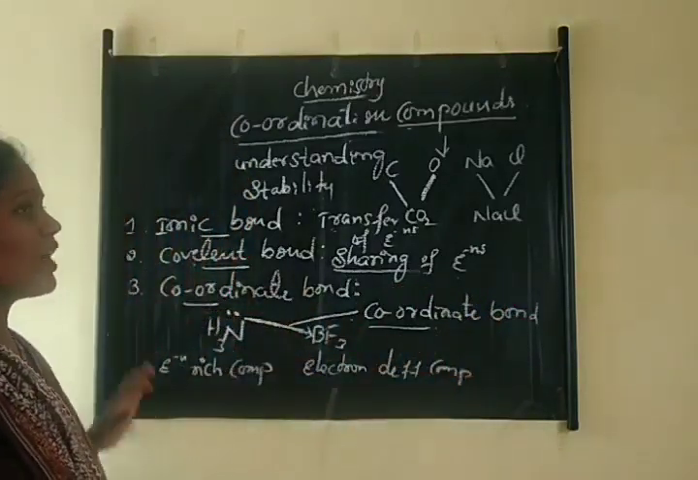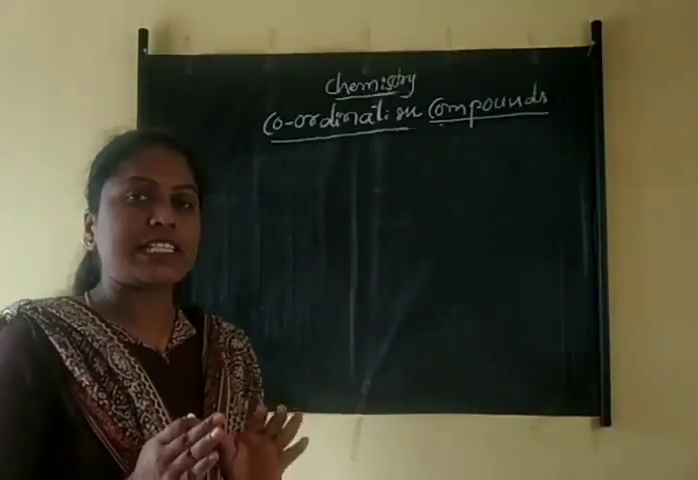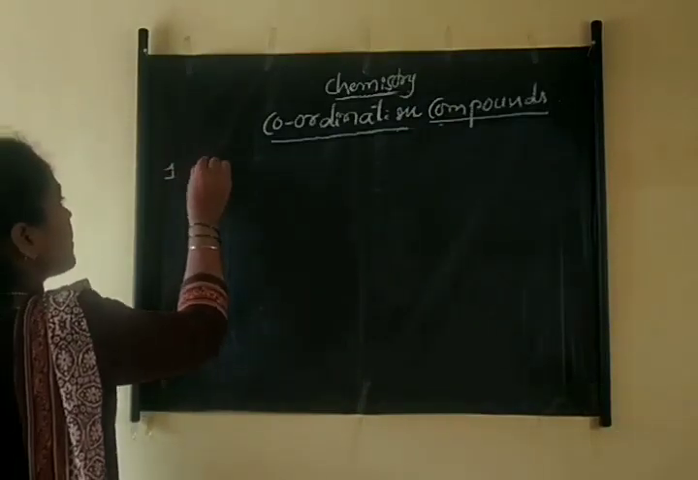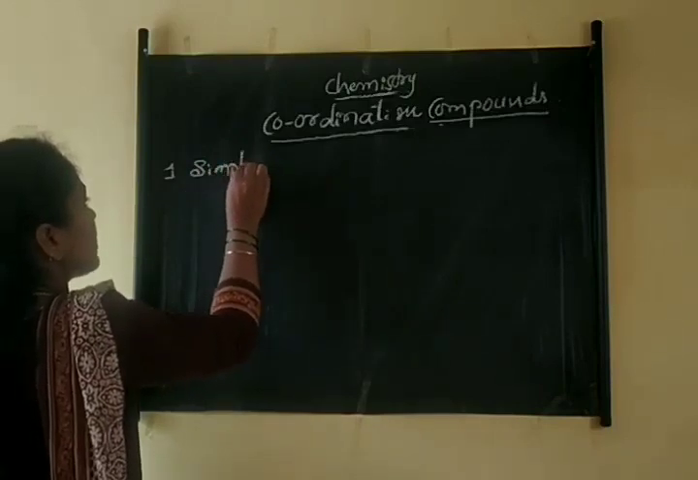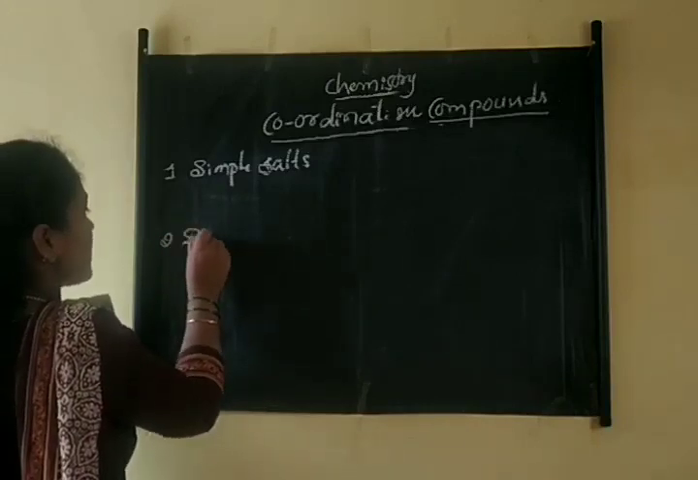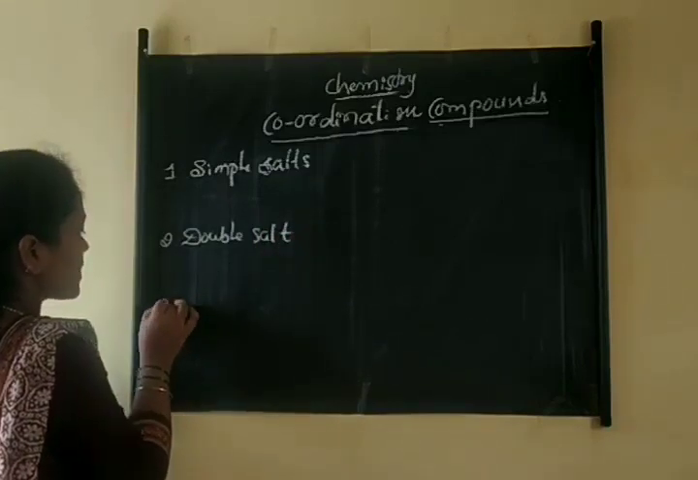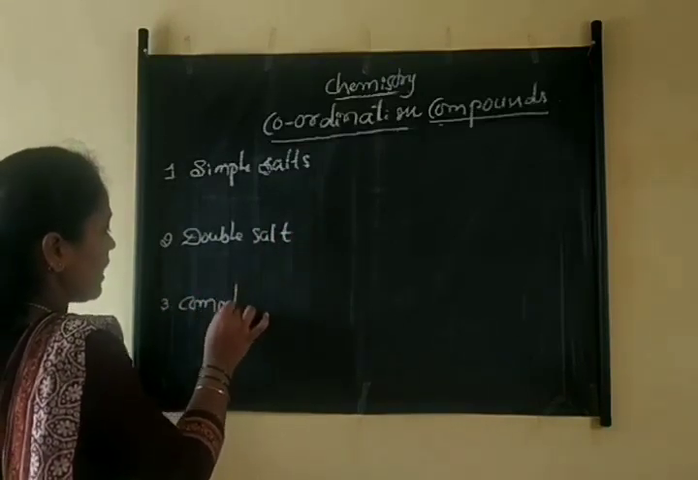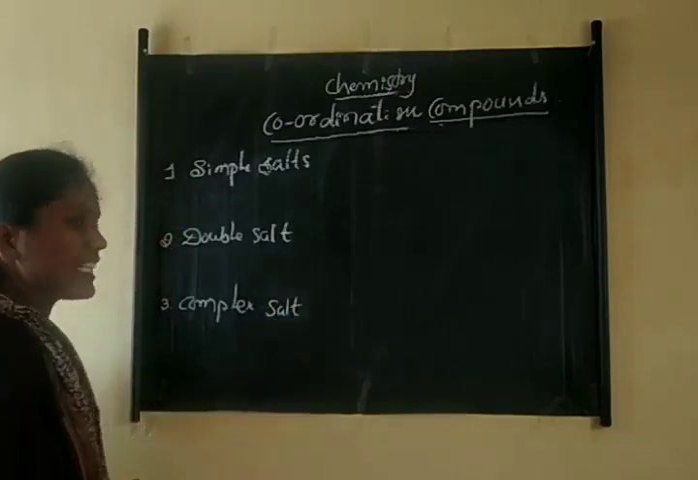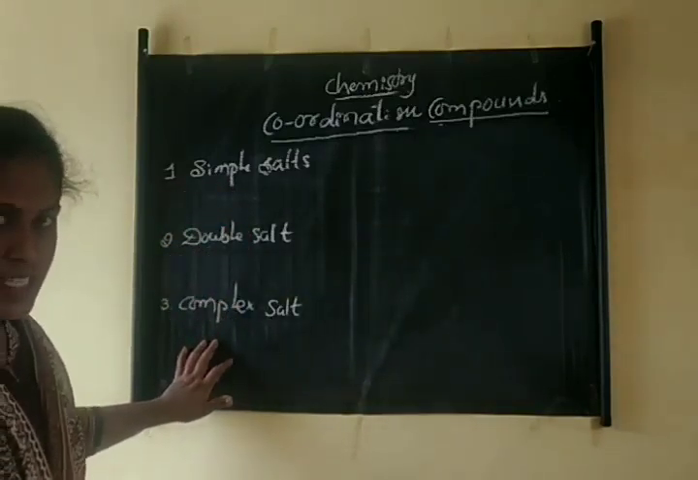Okay, so this is the introduction about coordination compounds. In inorganic chemistry, the salts are mainly classified into three types. That is, simple salts, double salts, and complex salts.